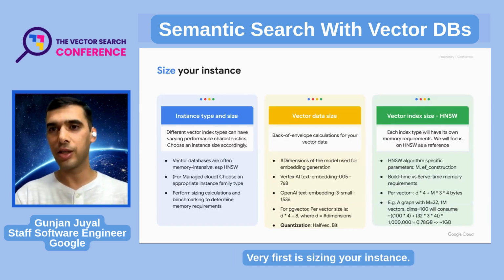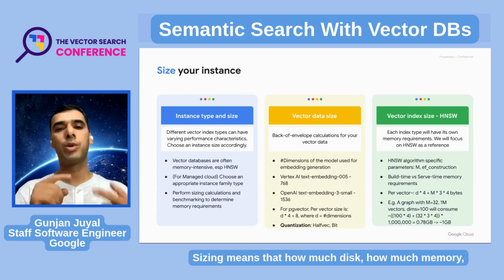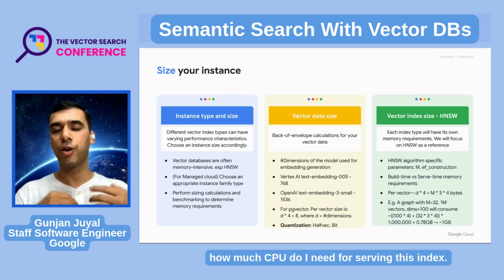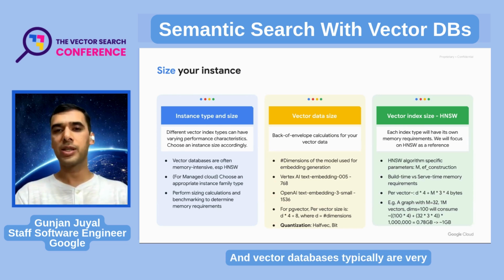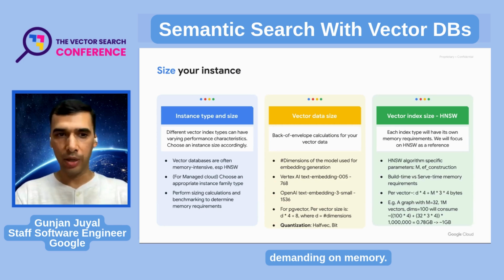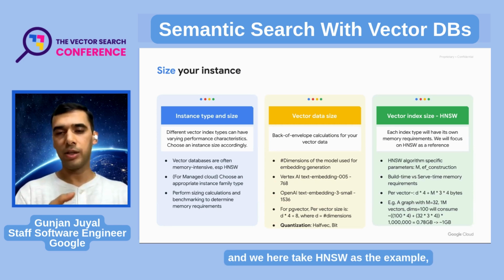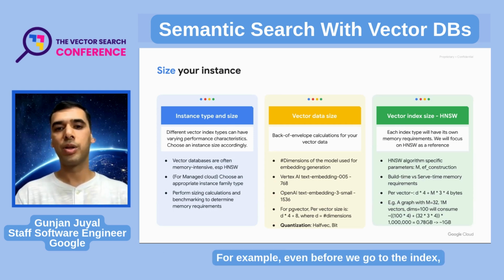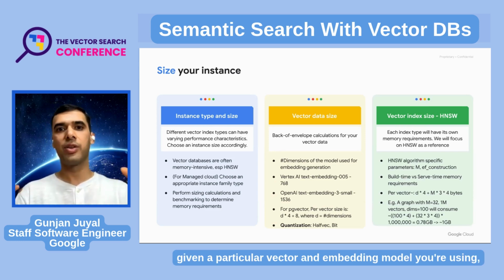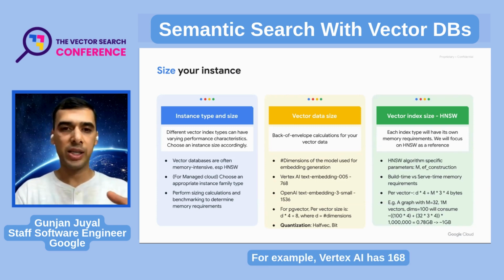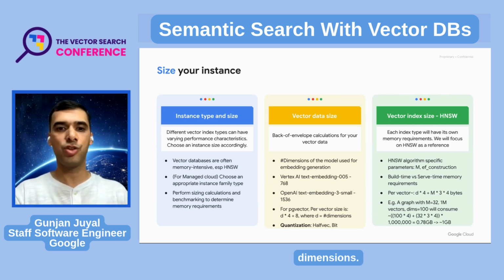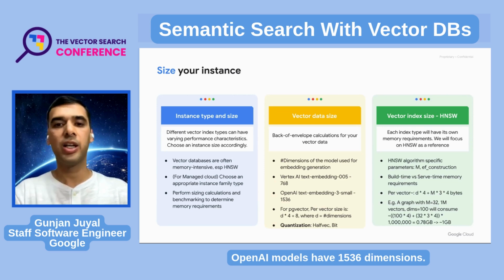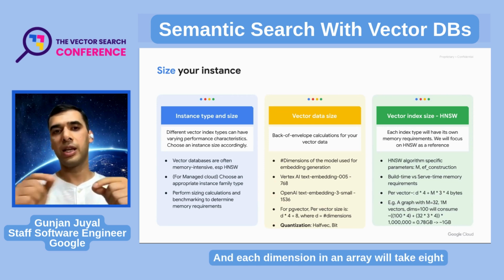The very first is sizing your instance. Sizing means how much disk, how much memory, how much CPU do I need for serving this index. And vector databases typically are very demanding on memory. So depending on your implementation, and we'll here take HNSW as the example, we need to figure out how much memory we need to account for in our instance. For example, even before we go to the index, given a particular vector and embedding model you're using, Vertex AI has 768 dimensions, or OpenAI models have 1536 dimensions, and each dimension in an array will take 8 bytes.